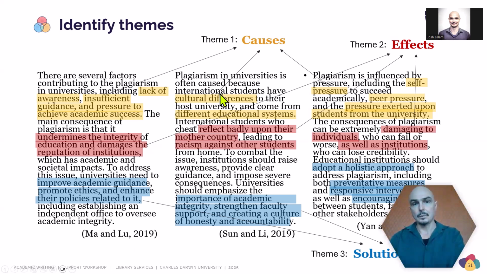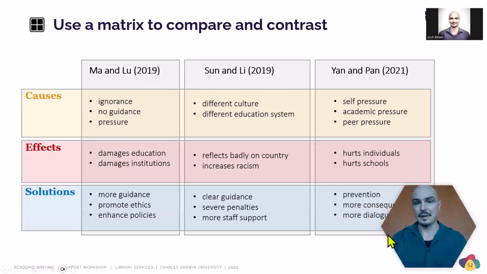So once you've identified those themes, then you go back to your matrix or your table and put them in there. And this helps you to inform your writing. So let's say I'm doing a literature review. One of the paragraphs is causes, one's effects, and one's solutions, depending on the themes. Now I go through and I try to find where they relate to each other.